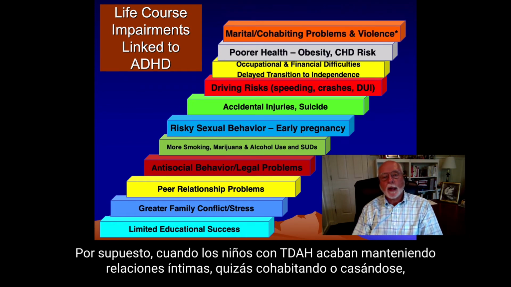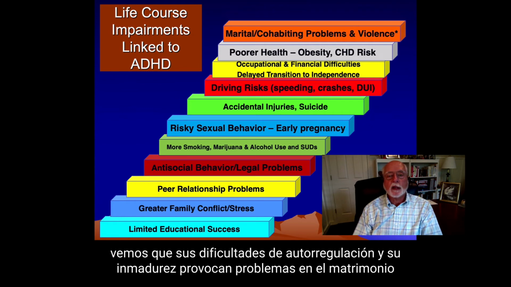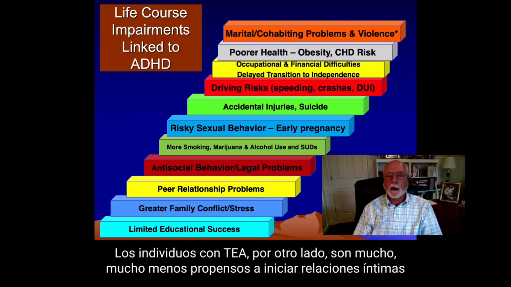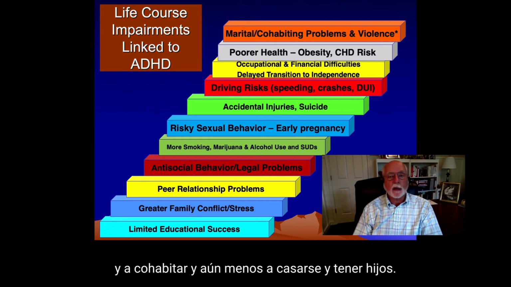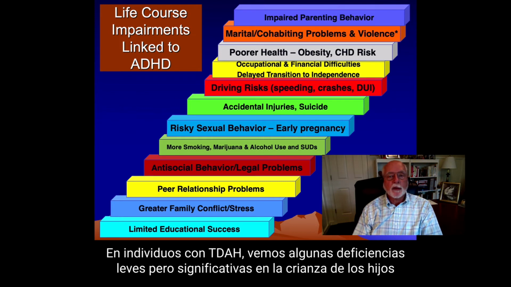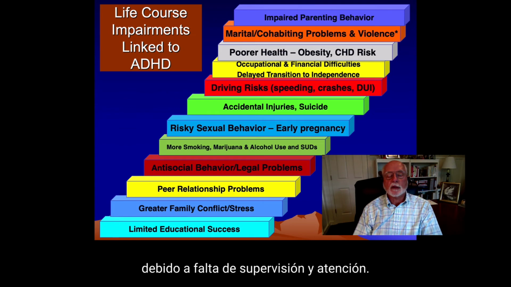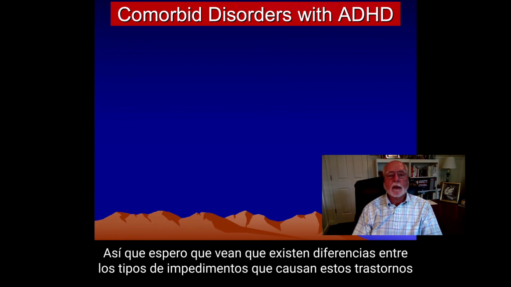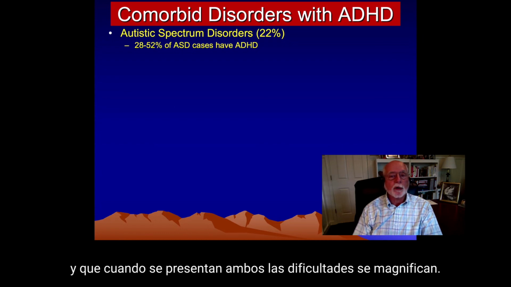And of course, when ADHD children eventually get into intimate relationships, perhaps cohabiting or marrying others, we find that their self-regulation difficulties and immaturity pose problems for their marriages or intimate relations, and that ADHD predicts an increase in intimate partner violence. ASD children, on the other hand, are far, far less likely to enter into intimate relations, cohabiting with others, much less marriage and child rearing. With ADHD, we see some mild but significant impairments in parenting due to lack of monitoring and attending to children. And as you know, in ASD, by the time they're adults, if they have children at all, their parenting may be seriously affected. So I hope you see that differences exist in the kinds of impairment both disorders cause. And where both disorders are present, it magnifies those impairments to a great extent.